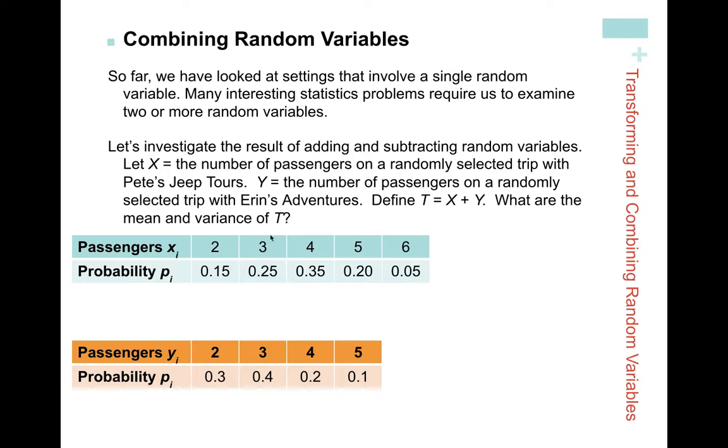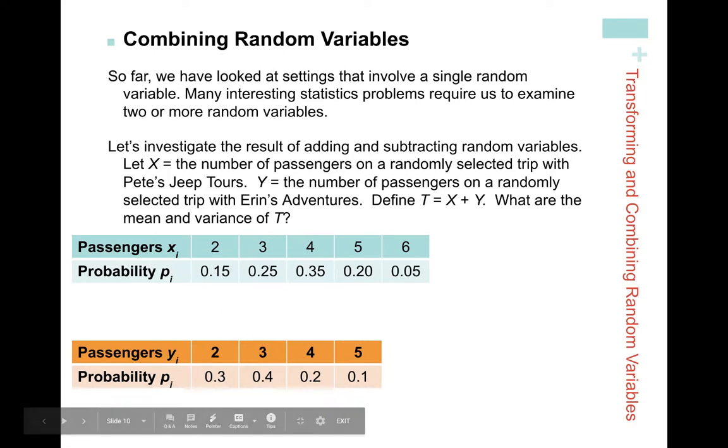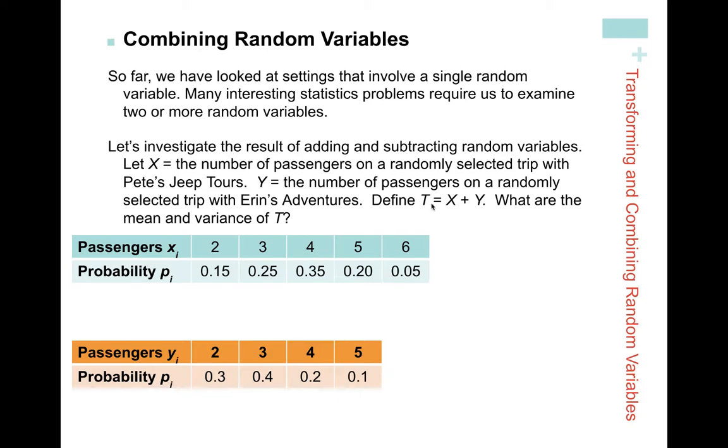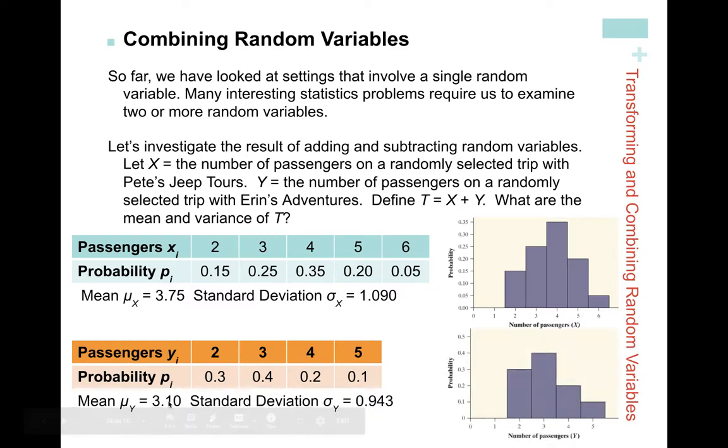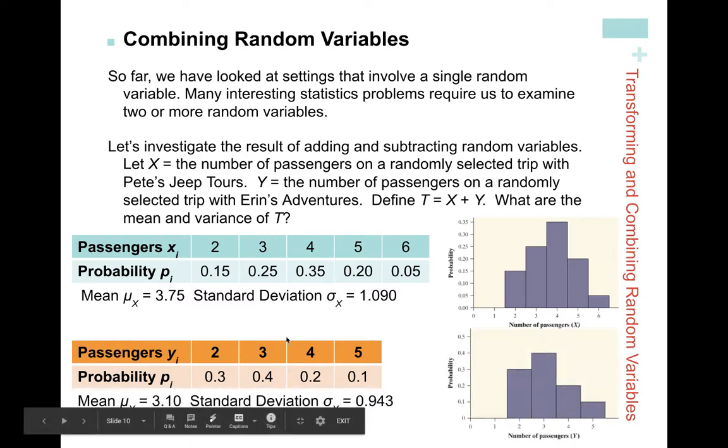Well, here's the probability distribution for X. Here's the probability distribution for Y. Now what can we do with T? So the mean of X, we already know, is 3.75 with a standard deviation of 1.090. The mean and standard deviation of this distribution are 3.10 and 0.943. Okay, here's the two different graphs.